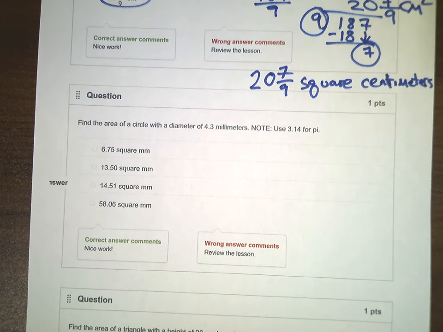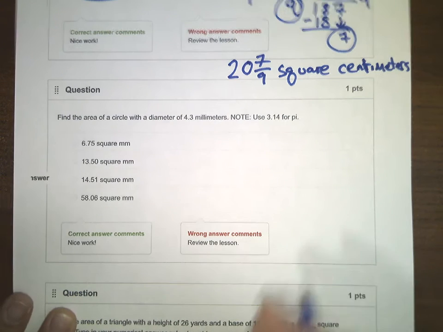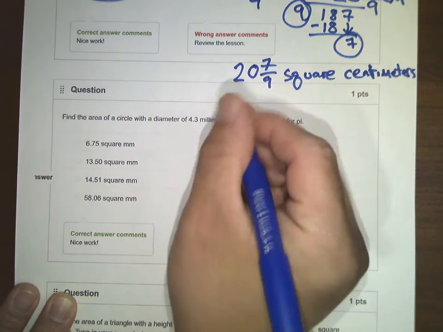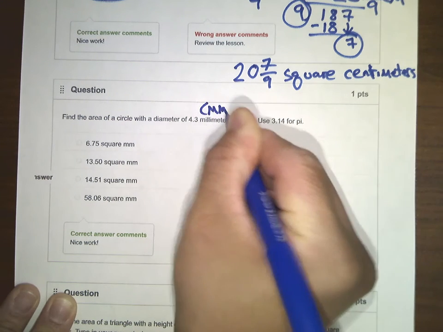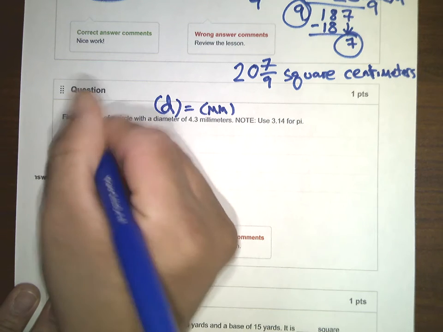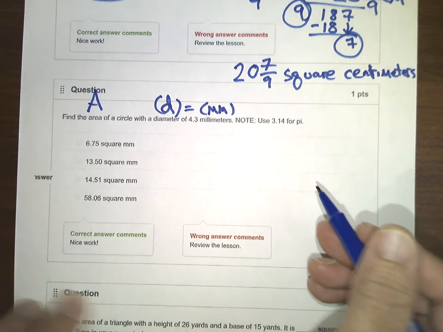So what do we have next? We have find the area of a circle with diameter of 4.3 millimeters. And note, use 3.14 for pi. So the abbreviation for millimeter is mm. So what do we have? Well, d is going to be diameter, all right? And let's just use A for area.